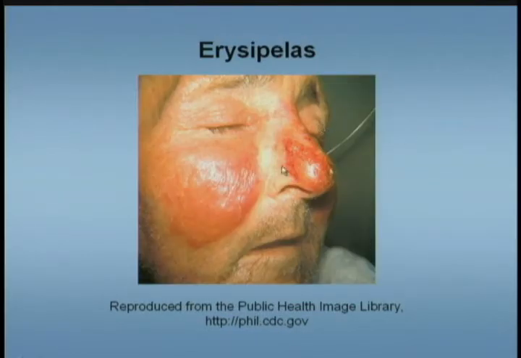Erysipelas. How do I know this isn't the malar rash of lupus? Well, the malar rash of lupus is not going to look quite this bright and red, and it does not affect the nose like this. This is erysipelas. Now remember, erysipeloid is a finger infection in fishermen.